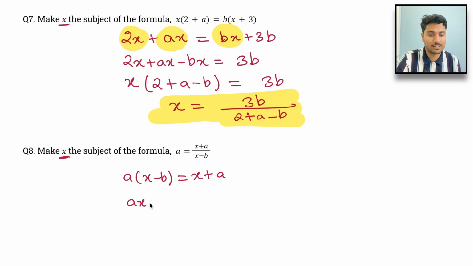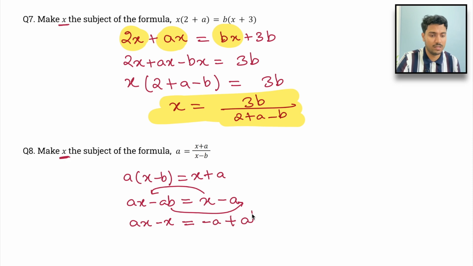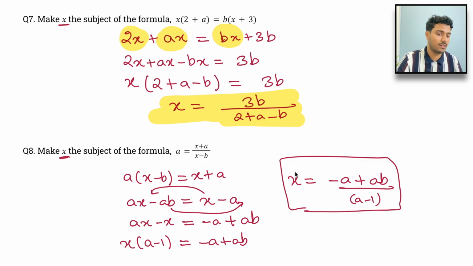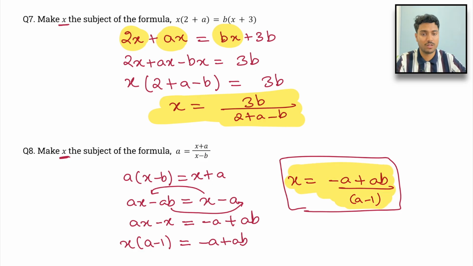So we can write ax minus ab is equals to x minus a. Now ax minus x, because we'll transpose this x this side and this ab to the other side, which is equals to minus a plus ab. So now we can take x common, and we can write a minus 1, which is equals to minus a plus ab. And finally we can write x is equals to minus a plus ab divided by a minus 1 as the final answer. I hope this is clear to everyone. Let's move on to the next question.